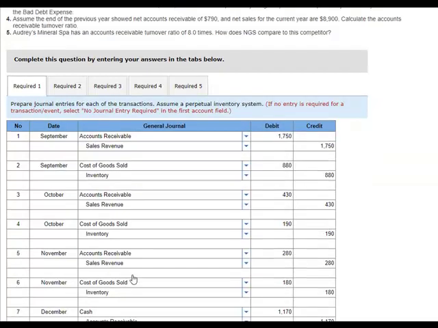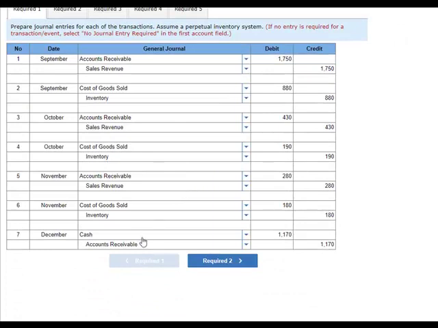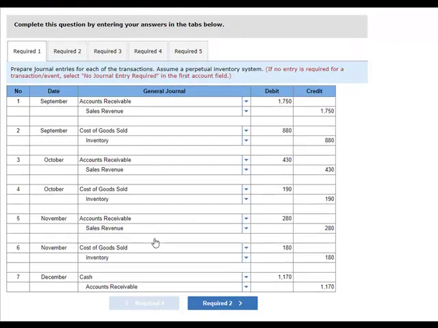The very last entry in December is to record the receipt of cash from one of the customers that you sold to back in September. And so, of course, we debit cash, credit accounts receivable for a transaction like that.